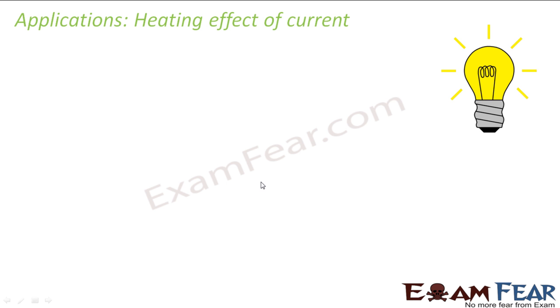Let us now look at some of the applications of heating effects of current. That means the heat which is dissipated when electric current flows through a circuit, we will see how that heat gets utilized for some important applications. Examples of such things would be electric heater, electric kettle, electric iron, electric bulb. All these things make use of heating effects of current. So let us look at this electric bulb.